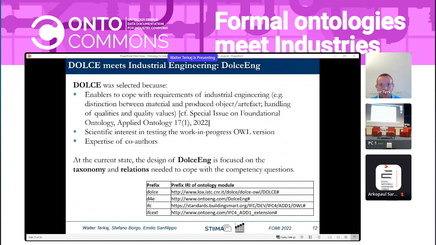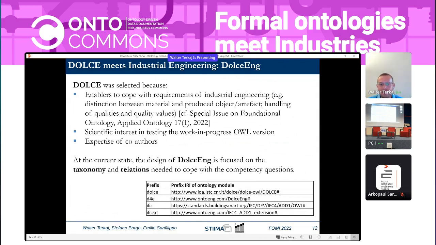And so, putting everything together, here we have Dolce meets industrial engineering. So these are our goals and main decisions. So why did we select Dolce? Well, because it has some important enablers that we think can help to well model industrial engineering settings. So the distinction between material and produced objects. We can handle qualities and quality values. And also we can separate the description part.